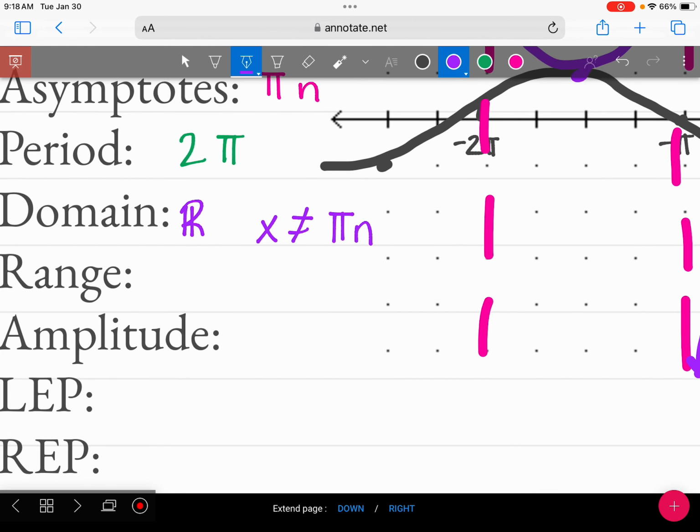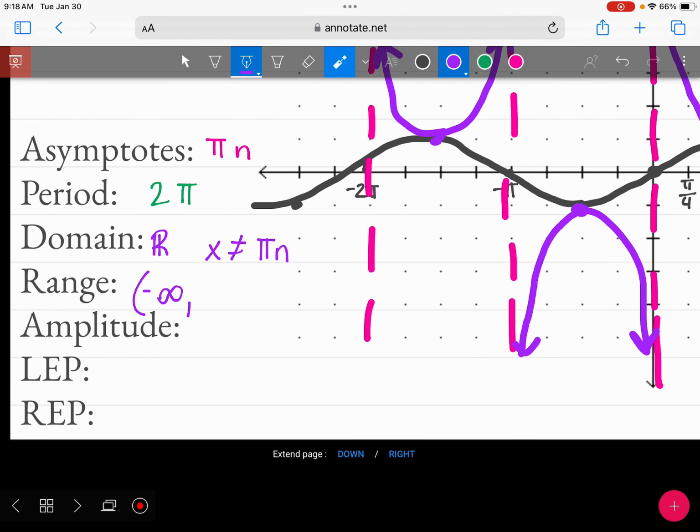So our range for the purple, what's our range going to be? -infinity to -1, unioned with 1 to infinity. So it's everything except for the range of sine. Though we do include the crossover points. We include the -1 and the +1.